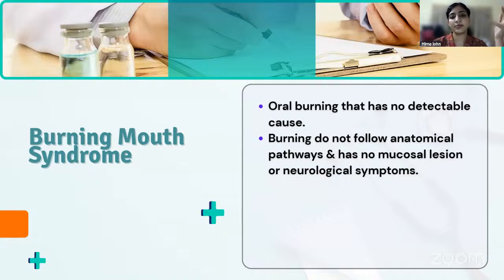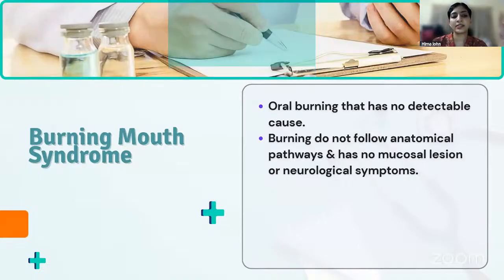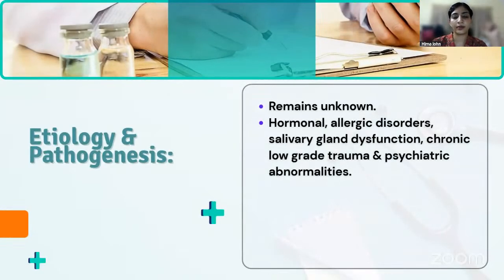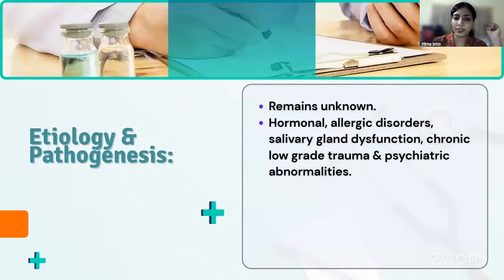Now, basically, this is oral burning that has no detectable cause. Burning does not follow any anatomical patterns in these patients, and when you examine the patient, the oral cavity will look absolutely fine, okay? So that is the presentation of burning mouth syndrome. Now, the etiology remains unknown. It could be due to hormonal or allergic disorders, salivary gland dysfunction, chronic low-grade trauma, or sometimes, very rarely, psychiatric abnormalities, but that is a debated question, okay?